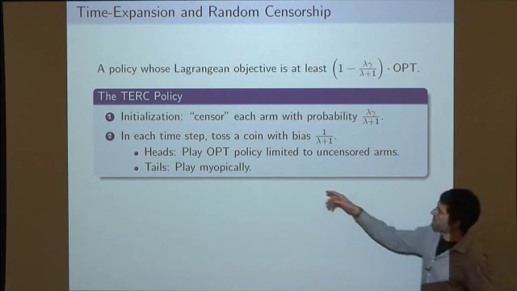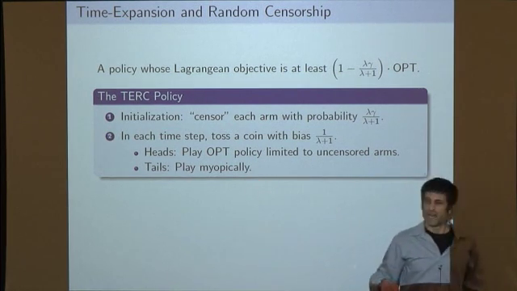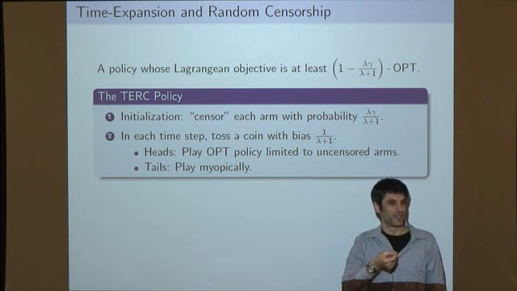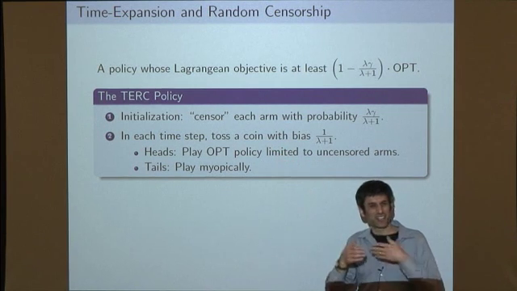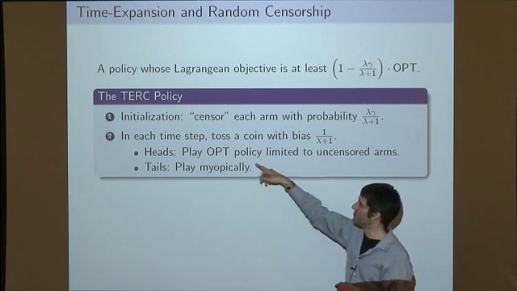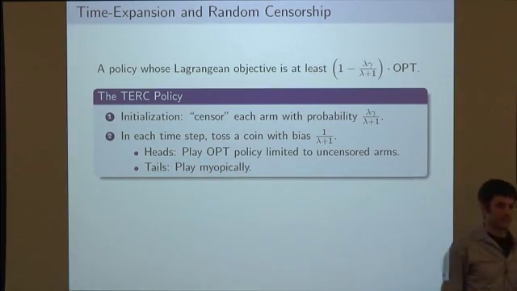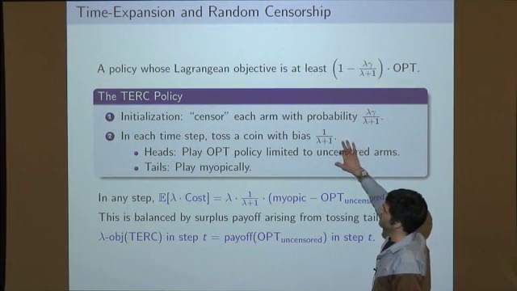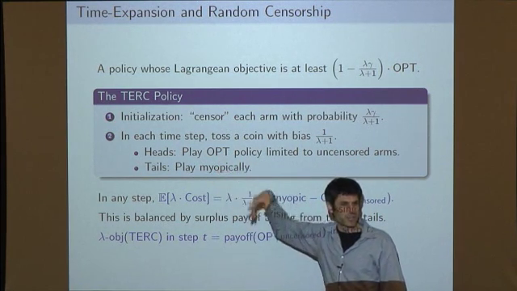OK, if the coin toss comes up tails, you just don't offer people any bonuses, and they pull an arm myopically. I didn't say it on the slide, but you also ignore whatever observation came out of that arm. So your posterior in this policy is actually not conditioning on the entire history, but you only do Bayesian updates on the histories that you saw when your coin toss came out heads. So this trick where we interleave the optimum and the myopic policy, that's what we call time expansion.